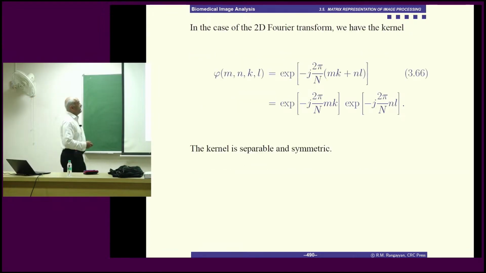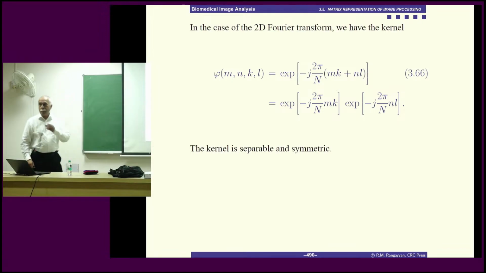In the case of the 2D Fourier transform, phi m n k l is exponential minus j 2 pi over n (mk plus nl). We assume an n by n square image, and that is separable like this. So this is like a 1D DFT function, just the index variables are different, right?